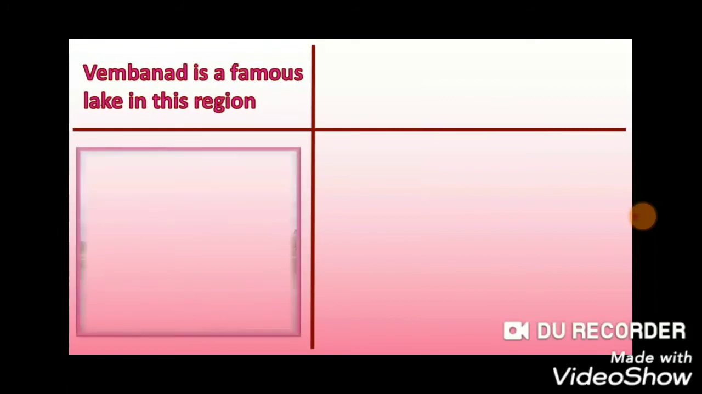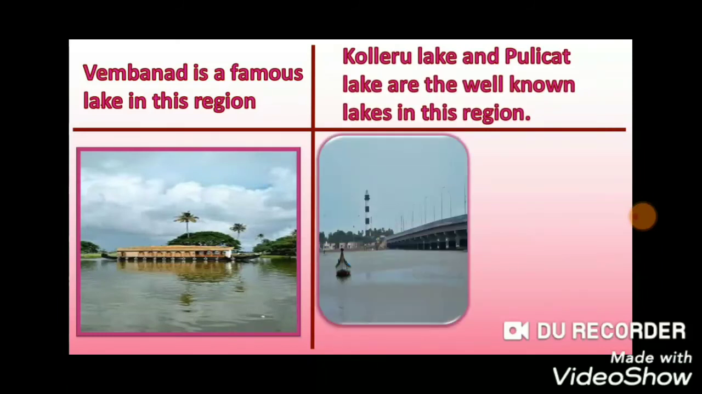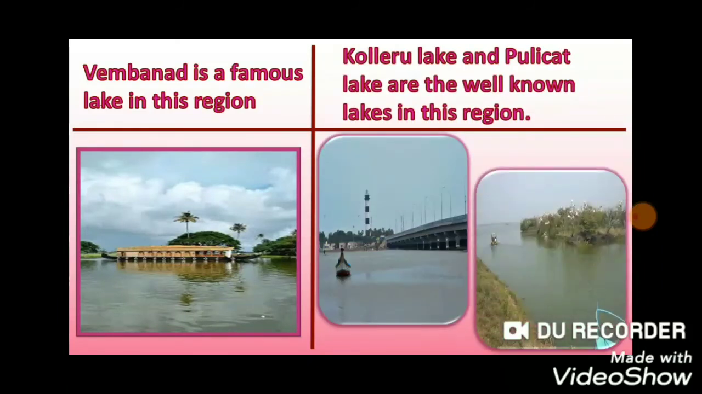Third point, Vembanad is a famous lake in this region. Kolleru Lake and Pulikat Lake are the well-known lakes in this region.